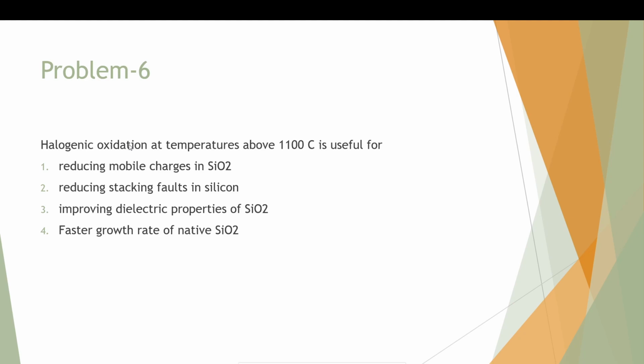People have noticed that when they do a halogenic oxidation, this interstitial silicon will somehow get removed. I don't know the exact mechanism. So these two are the correct options here.